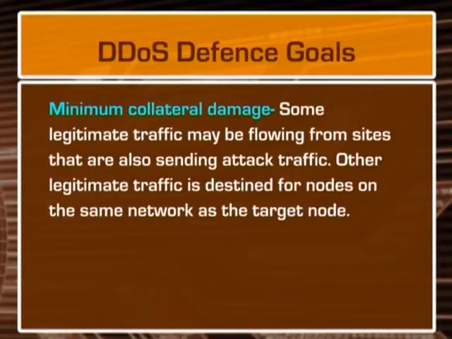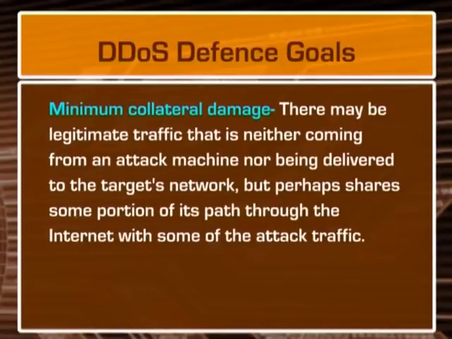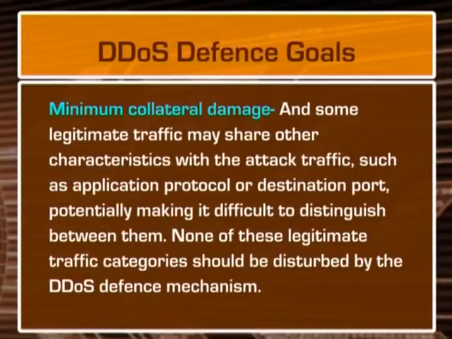Some legitimate traffic may be flowing from sites that are also sending attack traffic. Other legitimate traffic is destined for nodes on the same network as the target node. There may be legitimate traffic that is neither coming from an attack machine nor being delivered to the target's network, but perhaps shares some portion of its path through the internet with some of the attack traffic. And some of the legitimate traffic may share other characteristics with the attack traffic, such as application protocol or destination port, potentially making it difficult to distinguish between them. None of these legitimate traffic categories should be disturbed by the DDoS defense mechanism.